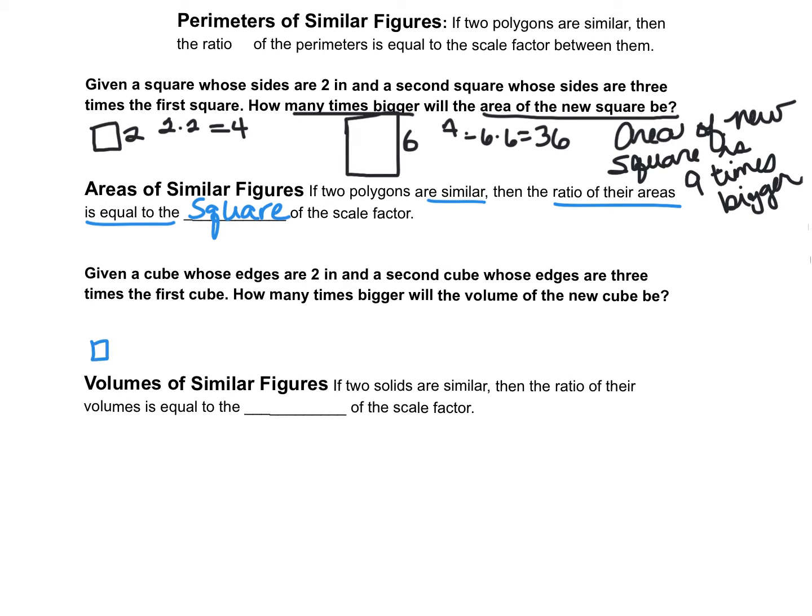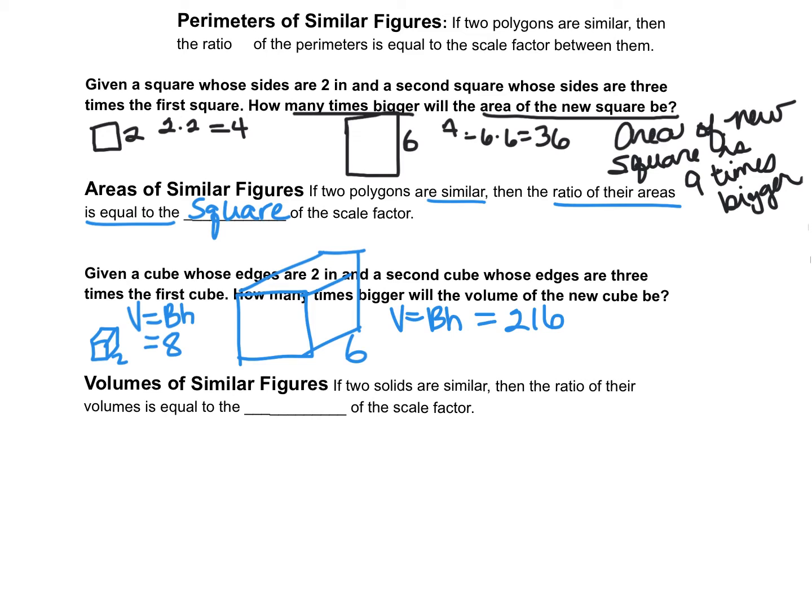So we've got our little cube here, and all the sides are 2, and we have another cube whose edge is 3 times bigger. That makes each side 6. So the volume for our small cube is going to be the area of the base times its height, and with a cube it's 2 times 2 times 2, so we have 8. Then for our big one, our volume is also the area of the base times the height, and the base is 6 by 6 and the height is 6. We get 216. I know that my side is 3 times bigger, but when I take 216 and divide by 8, I see that my volume is 27 times bigger.